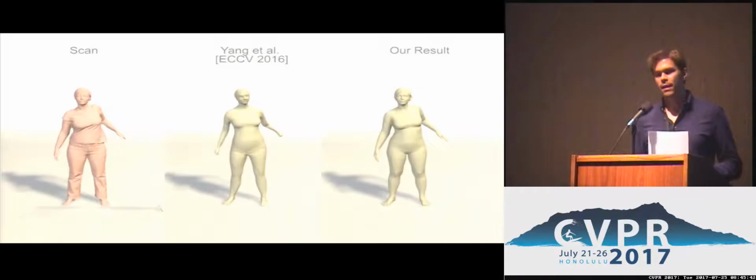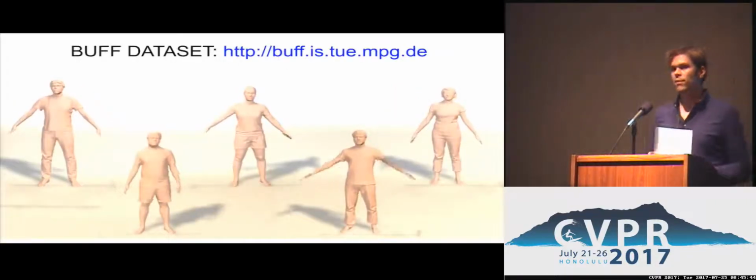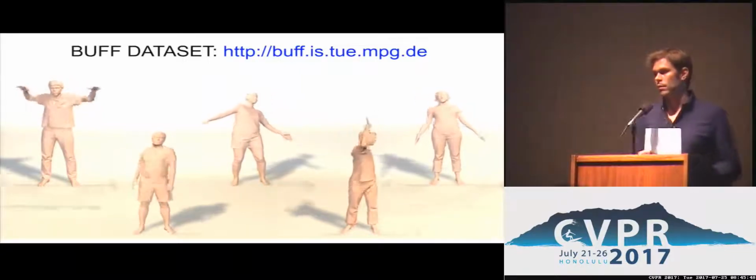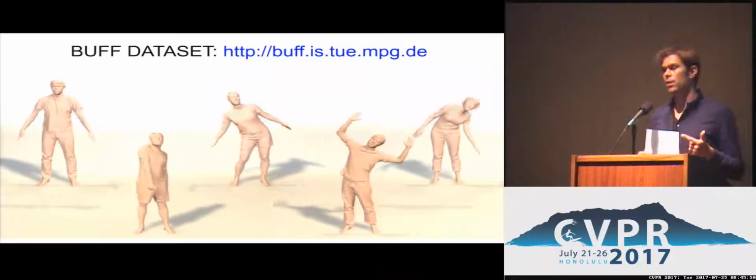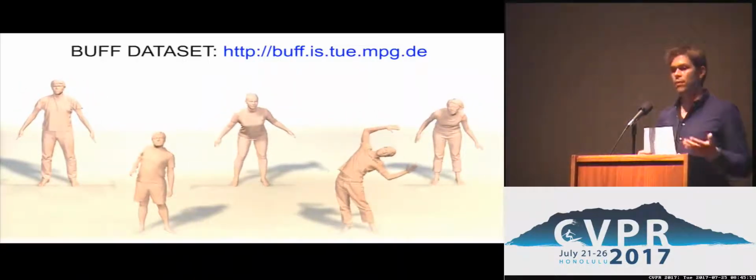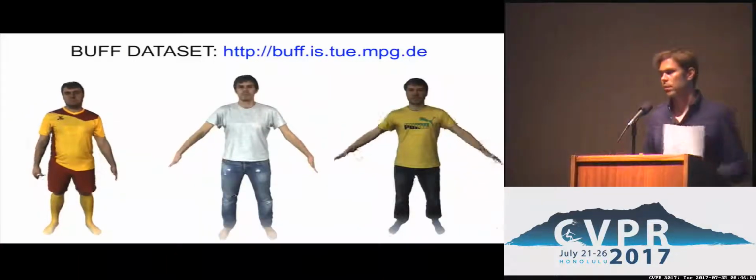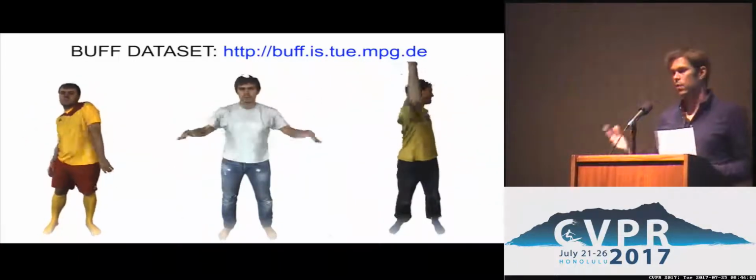We collected a new dataset that we call the BUFF dataset, Bodies Under Flowing Fashion, and we make it available for research purposes at the website on the top. It consists of 3 females, 3 males, a variety of motions, and 2 clothing styles. In addition to the geometry scans, we will also release the textures, which means the colors. These are the same scans as before, but with color on top.